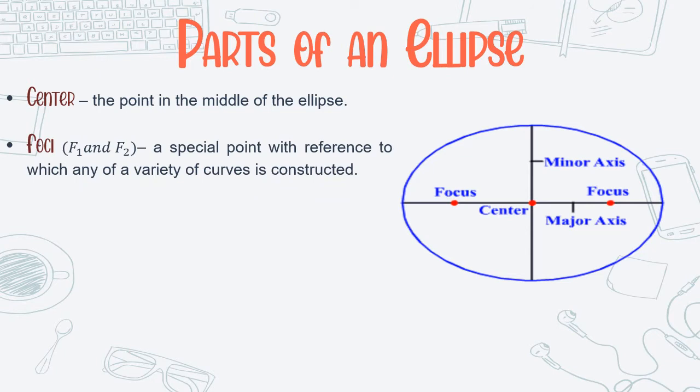Now, what are foci? Foci is the plural form of focus. So, the foci of an ellipse are denoted by F sub 1 and F sub 2. Now, as you can see in our illustration, just like the focus in the parabola, the foci of the ellipse are inside of our ellipse. Foci are still special points with reference to which any of a variety of curves is constructed.